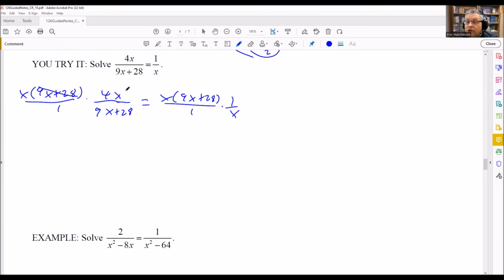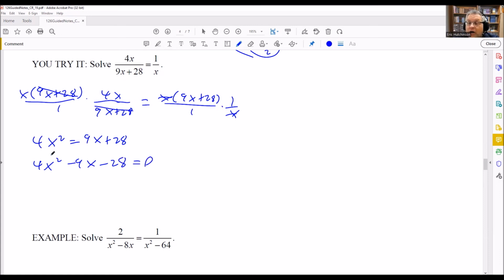We now want to cancel. 9x plus 28 will cancel out there, and the x's will cancel out. X times 4x is 4x squared. On the other side, we just have 9x plus 28. There's nothing else there. We want to bring everything over to the left-hand side and set it equal to 0. So 4x squared minus 9x minus 28. Both of these turn negative when we bring them across the equal sign.